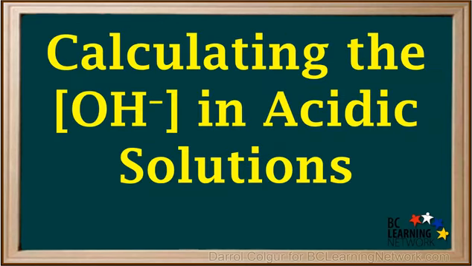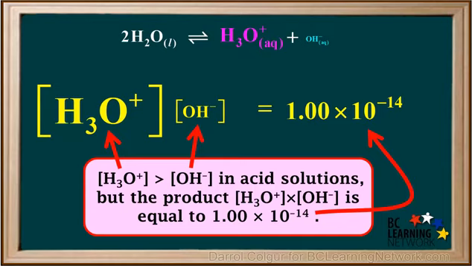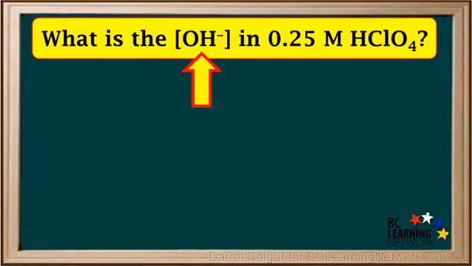Even though hydronium ions predominate in acidic solutions, there are still some hydroxide ions present in all aqueous solutions. We'll show you how to calculate the concentration of hydroxide in acidic solutions. The concentration of hydronium is greater than the concentration of hydroxide in acidic solutions, but the product, concentration of H3O plus times concentration of OH minus, is equal to 1 times 10 to the negative 14th as long as the temperature is 25 degrees. We're asked to find the concentration of hydroxide in 0.25 molar HClO4, perchloric acid.